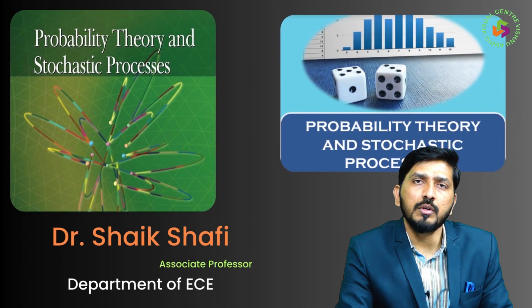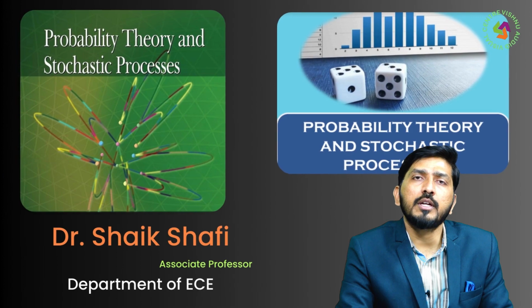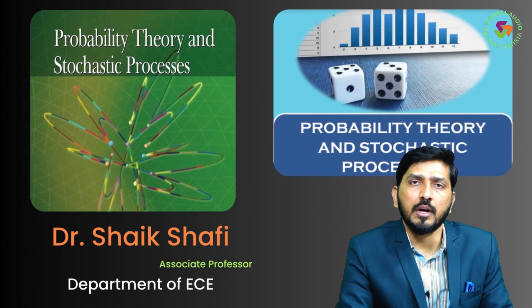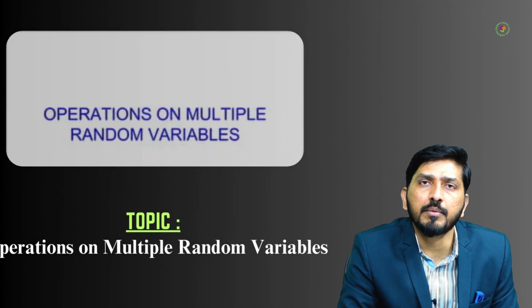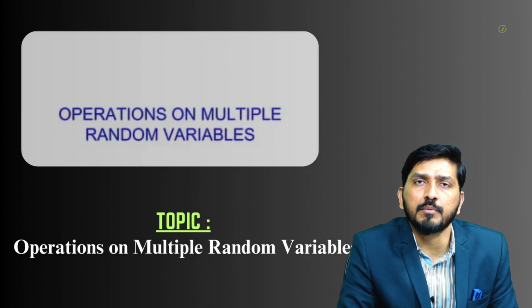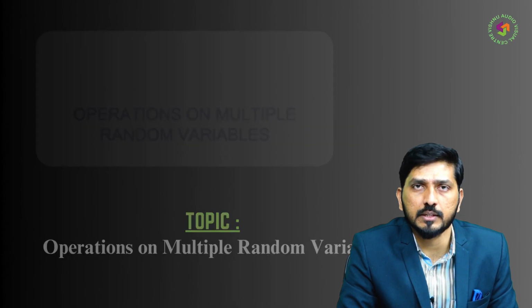Then we will move on to joint central moments, that is mu11 or mu nk. The concept of joint central moments we will see, and we will wind up operations on multiple random variables in the next class. Thank you.